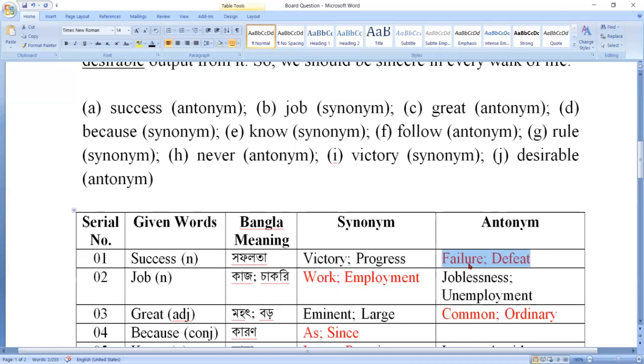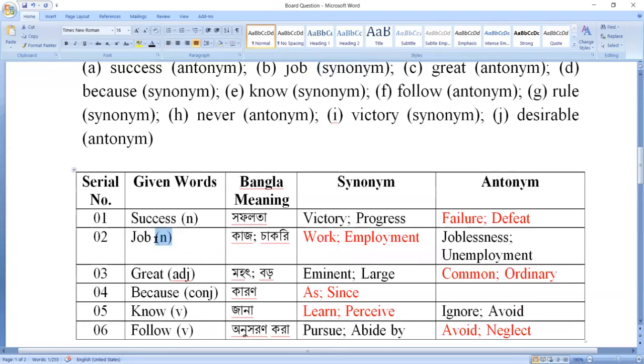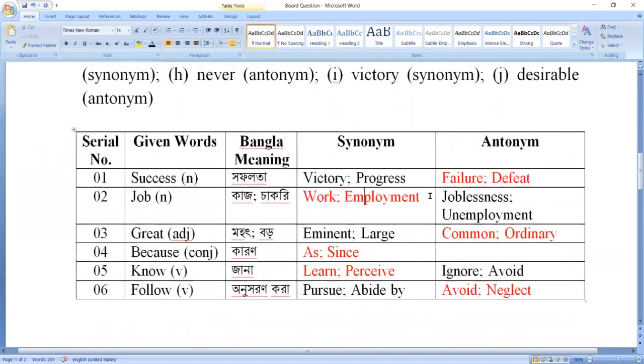Okay, if you write down the wrong spelling of the word, it will bear 0 marks. Then the word job. You have been asked here to write down the synonym of the word. So what is job? It is a noun and the meaning is kaj or chakri in our Bangla, and the synonyms are work or employment, or there are many other words, and the antonyms are joblessness or unemployment. But as you need to write down a synonym, you will write here either work or employment. And you know, work and employment are both nouns.